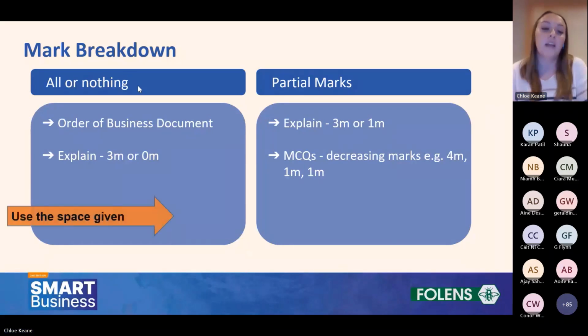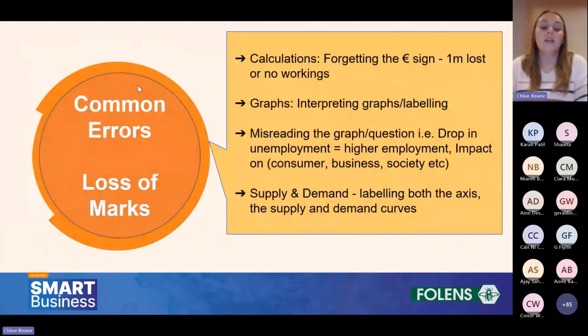And that's where I'm speaking again about that all or nothing approach: you're better to encourage kids as much as they can to use the total amount of space that's been given to them on the paper. Okay, so some of the common errors, or where they've lost out on marks.